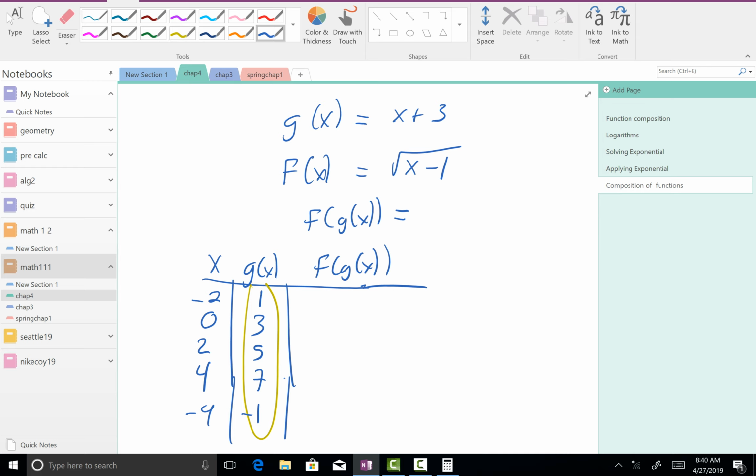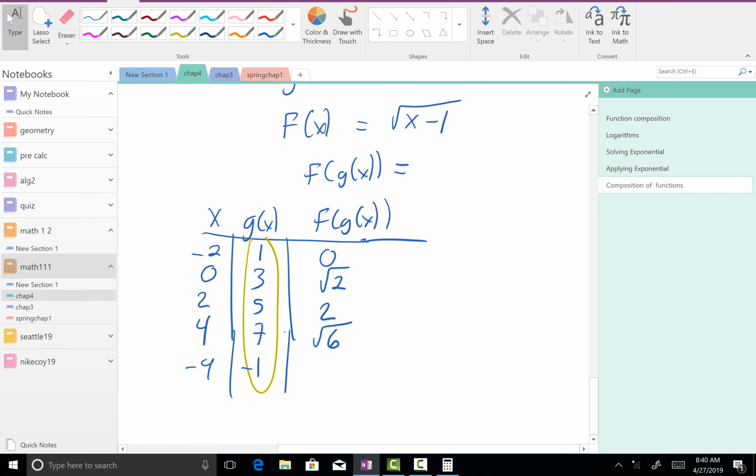All right? So here we go. Let's see what happens. So 1 goes in there, I get 0. 3 goes in there, I get the square root of 2. 5 goes in there, I get 2. 7 goes in there, I get the square root of 6. But what happens when we put -1 in there? Doesn't work. Okay? So even though that was an output, that number gives us an issue. So we can't use that number.